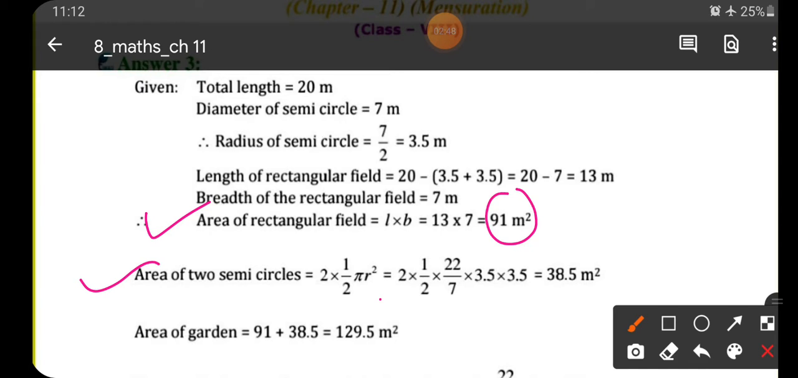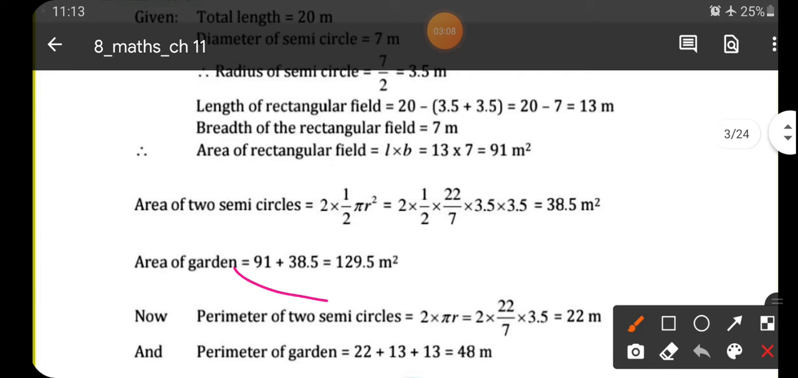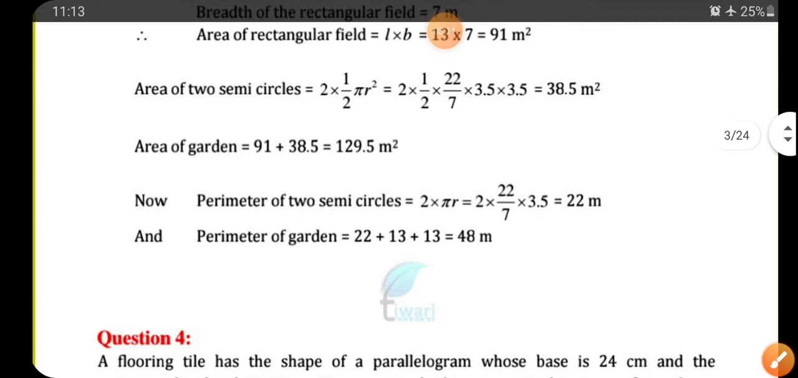Now area of two semicircles. What is the area of circle? Pi r square, but it's a semicircle. So you have to half it, 1 by 2. And two semicircles, so again you have to multiply by 2. 2 to cancel out. 22 by 7 into 3.5 into 3.5. Multiply it. So you'll get 38.5 meter square. And add them. So area of garden you will have.